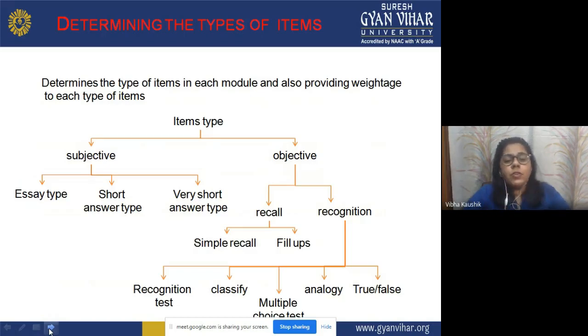In the subjective basis we will include questions related to essay type, means a teacher can give an essay type question to the students. Short answer type, a student has to give an answer in 1 or 2 lines. Very short answer, the student is able to recall from the above table or from other sources. Now, objective type questions will be based on recall, means you are recalling the information which is already given to you. Recognition, you are trying to recognize the information.